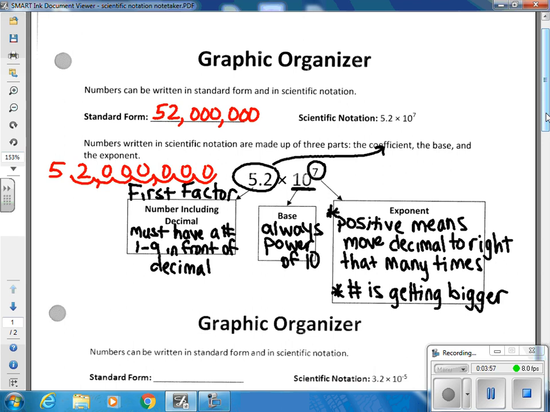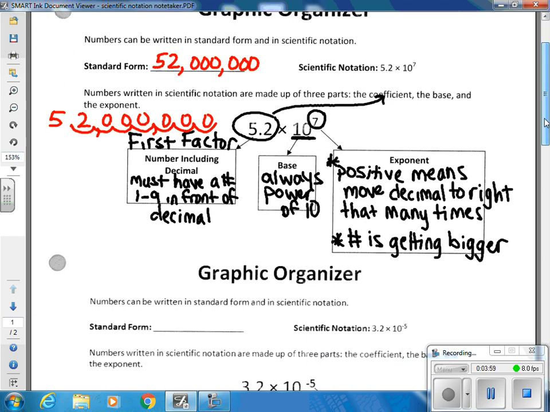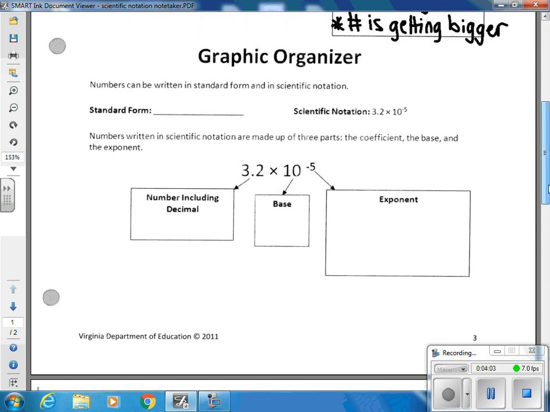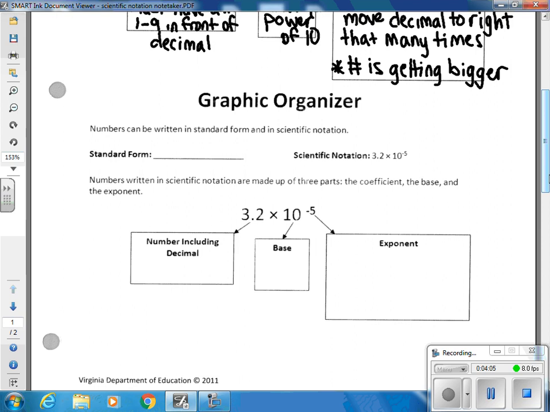All right, so now if you'll come to the bottom chart, or bottom part of the organizer, we're going to do the same thing, but this time the big difference is that the exponent is negative. So a lot of our things are still going to be the same in terms of pieces of scientific notation. The first number is a number including the decimal, all right, and again, it can only be a single digit.